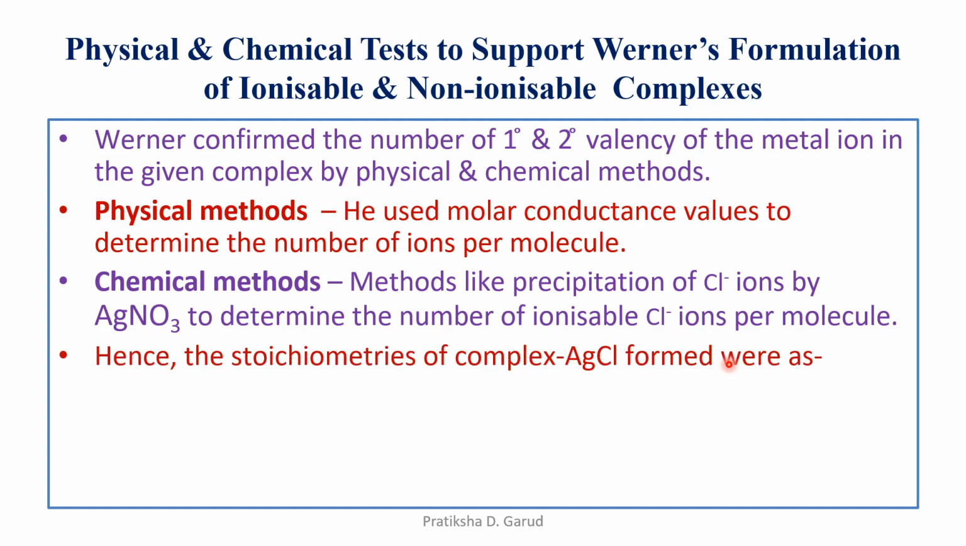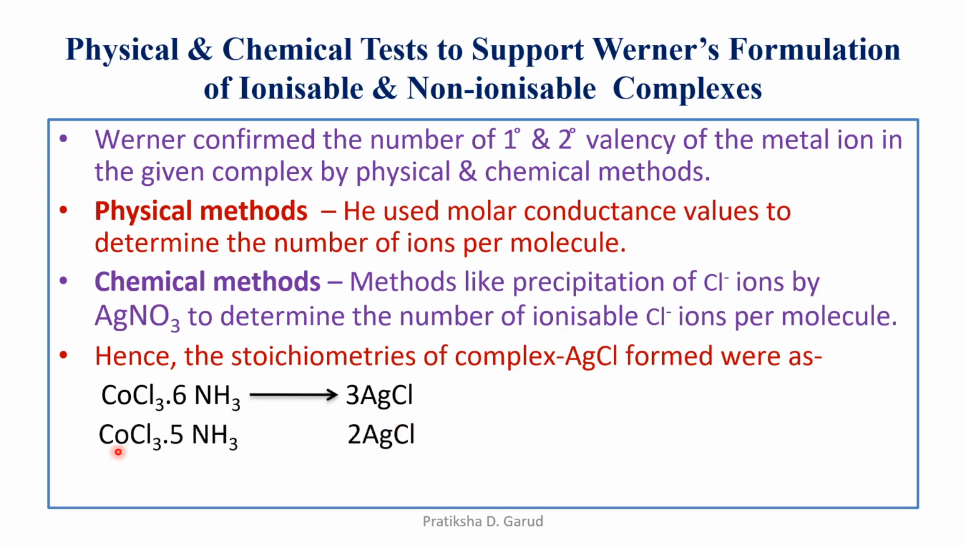Hence, the stoichiometry of AgCl formation: for the complex CoCl3·6NH3, there are 3 AgCl formed. For CoCl3·5NH3, 2 AgCl are precipitated, and for CoCl3·4NH3, a single silver chloride is precipitated. So this is the precipitation by the chemical method.